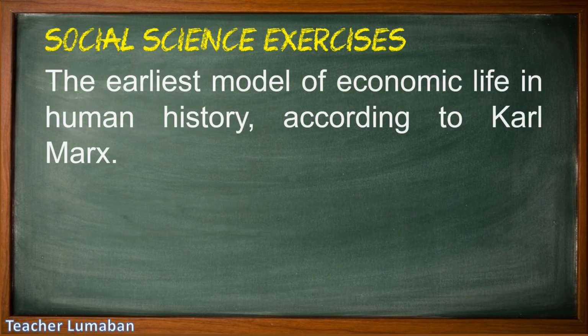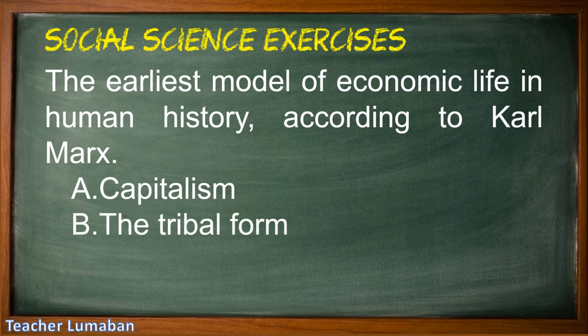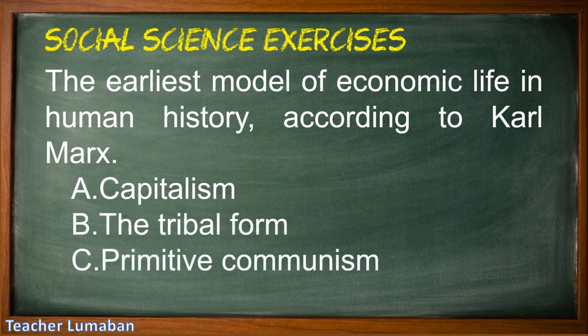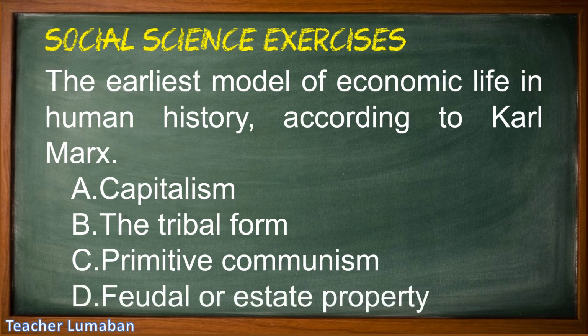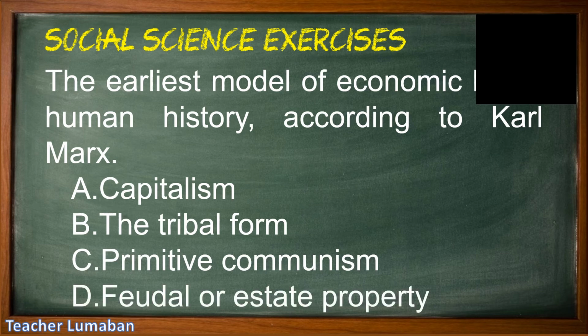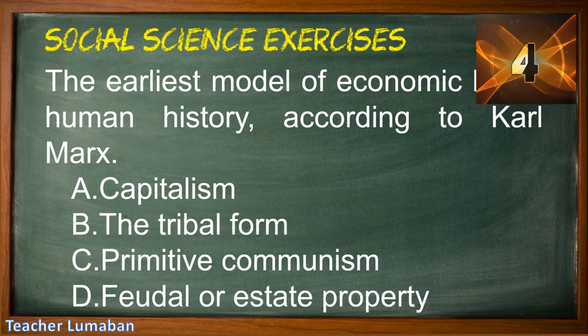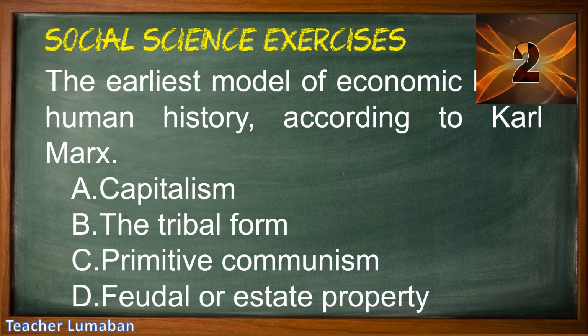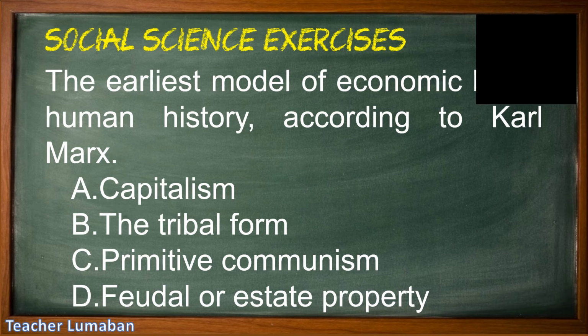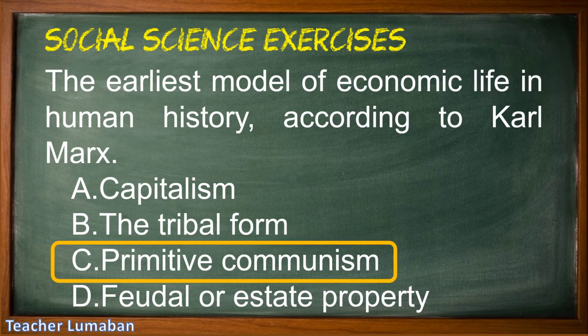The earliest model of economic life in human history, according to Karl Marx. Letter A, capitalism. Letter B, the tribal form. Letter C, primitive communism. Letter D, feudal or estate property. Please choose the suitable answer to the following choices in 5 seconds. 5, 4, 3, 2, 1. The correct answer is letter C, primitive communism.